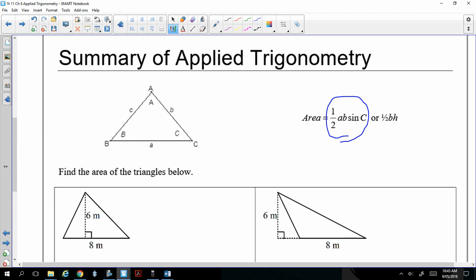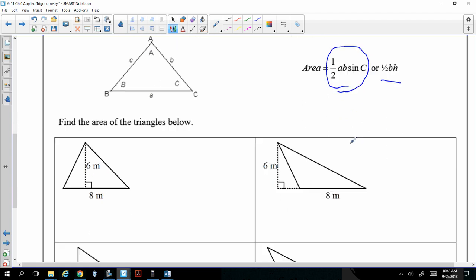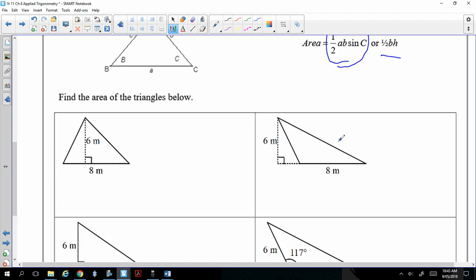Another formula for the area of the triangle is half BH. So let's look at these triangles. What formula do you use? If you've got the perpendicular height, it's better to use half BH. So be careful, do not forget your old formula because they are still useful.